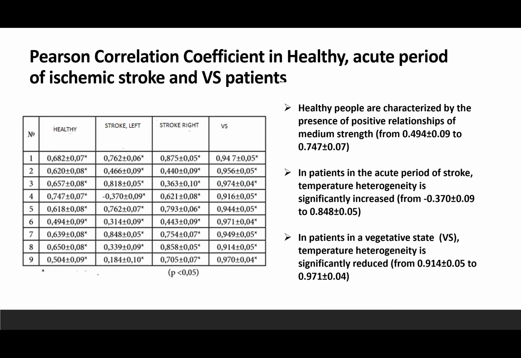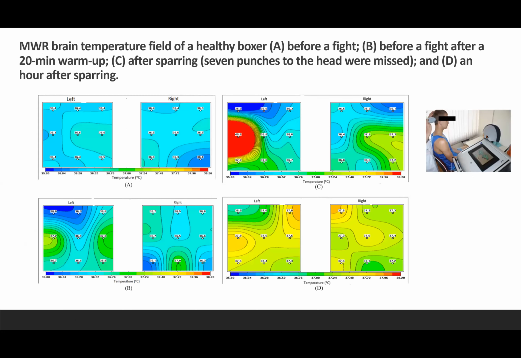In the next slide, you could see the healthy people are characterized by a medium strength of heterogeneity. In patients with acute period of stroke, they have a very high heterogeneity, and in the patients in vegetative state, we can see the reduction of all such activities.